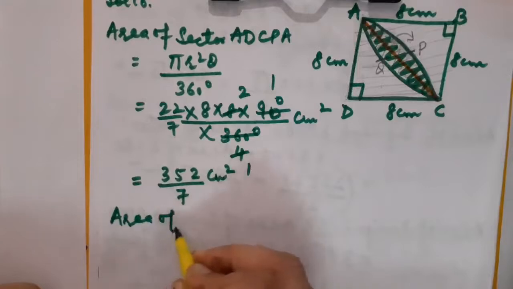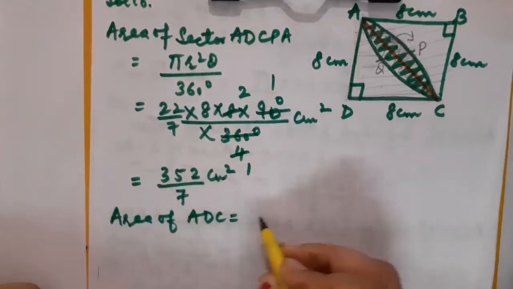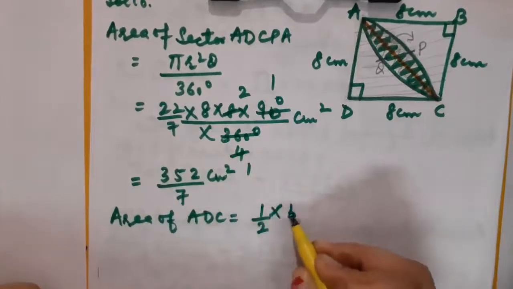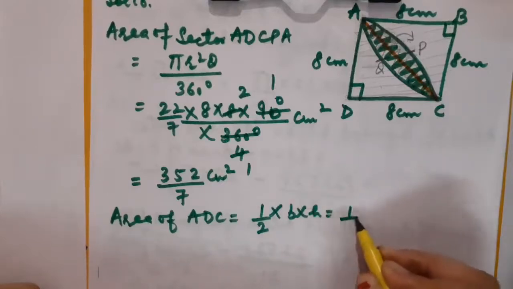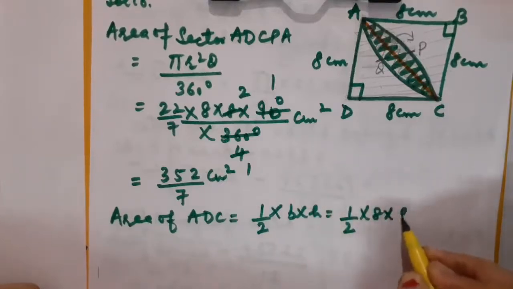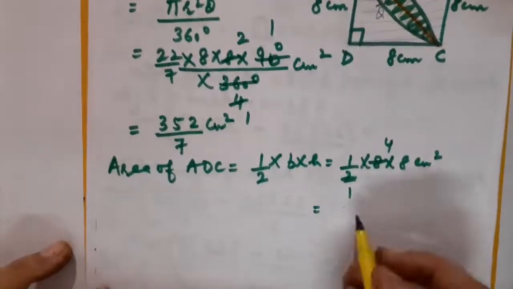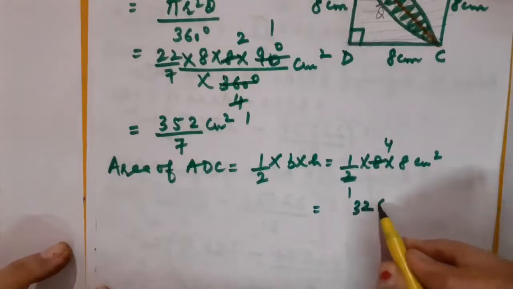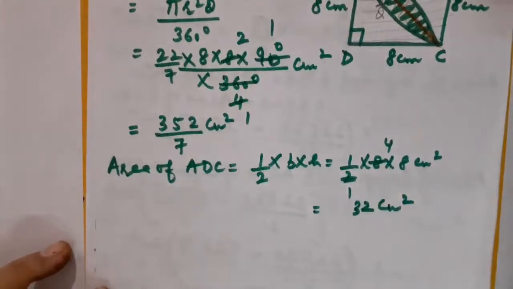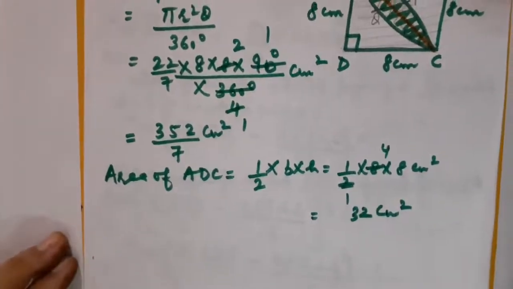So area of triangle ADC is equal to half into base into height. That is half into 8 into 8 centimeter square. 2 ones are 2, 2 4s are 8. So I have got 32 centimeter square. Correct? This is the area of the right angle triangle.